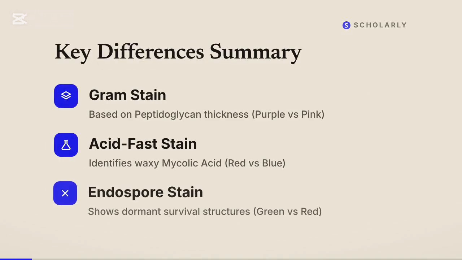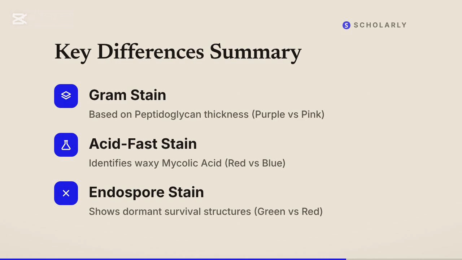To summarize, Gram stain differentiates bacteria based on peptidoglycan thickness, resulting in purple or pink cells. Acid-fast stain identifies bacteria containing mycolic acid, appearing red, while non-acid-fast cells appear blue. Endospore stain highlights bacterial spores in green and vegetative cells in red. Each staining technique serves a unique purpose in bacterial identification.